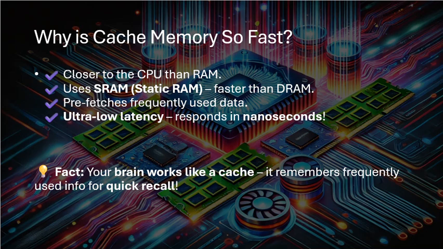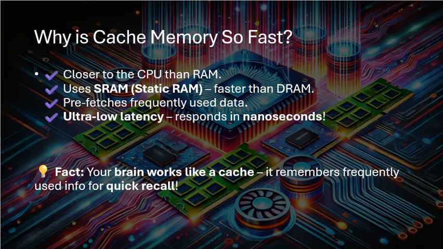Why is cache memory so fast? Cache memory is located much closer to the CPU than RAM, random access memory, making it extremely fast. It uses SRAM, static RAM, which is faster than DRAM, dynamic RAM. Cache memory also prefetches frequently used data, which helps improve performance. This ultra-low latency memory responds in nanoseconds.